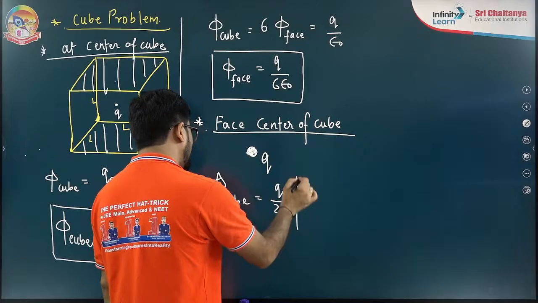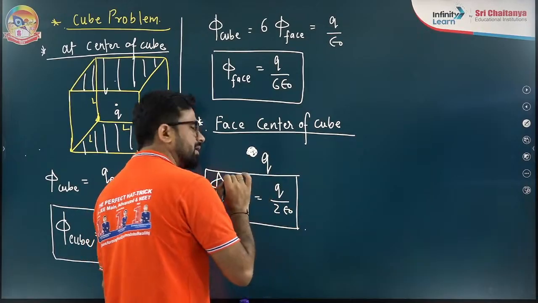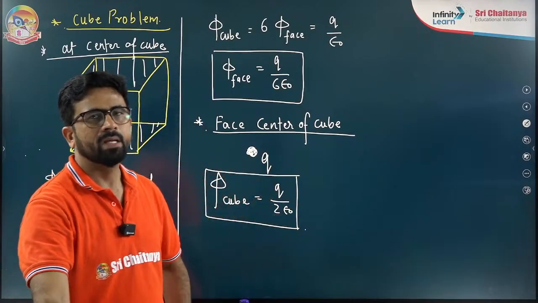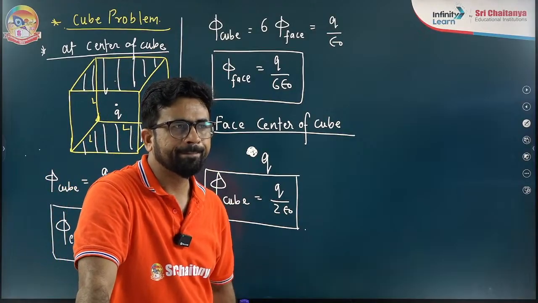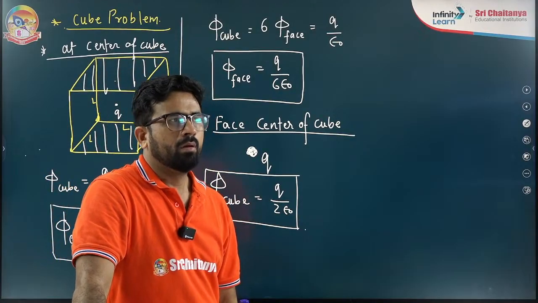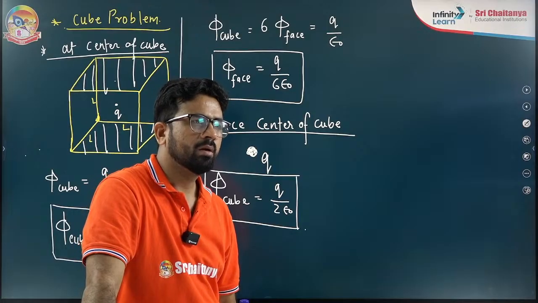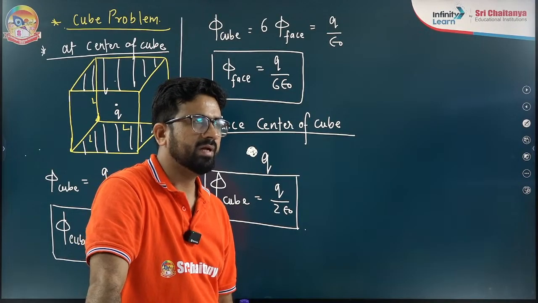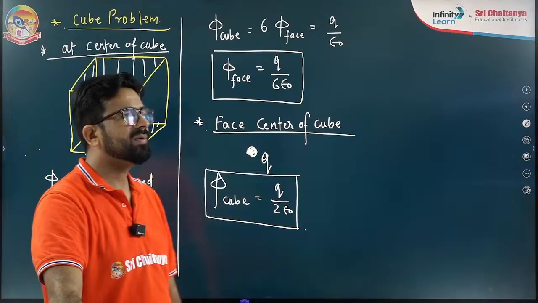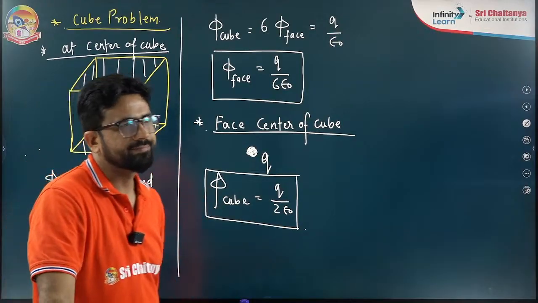So if I ask you what is the flux associated with one cube, it is equal to q by 2 epsilon naught. Just tell me everyone, is it clear or not clear? Guru Sai, Gayatri, Rahul, Sai, another person also, you can tell if this is clear or not.